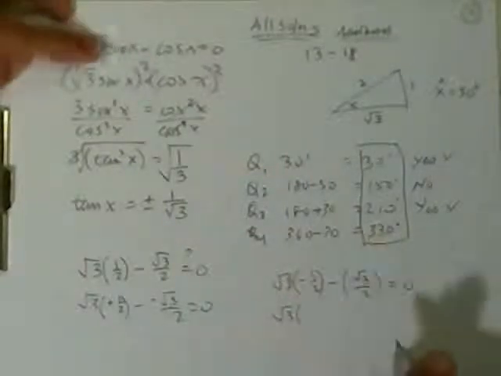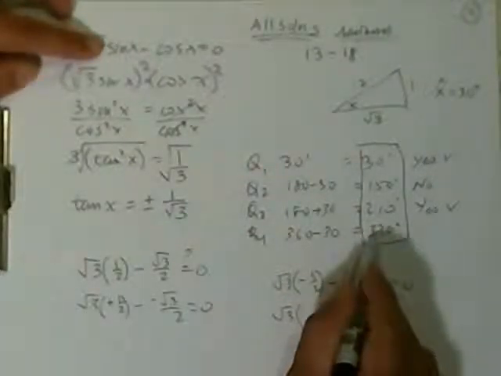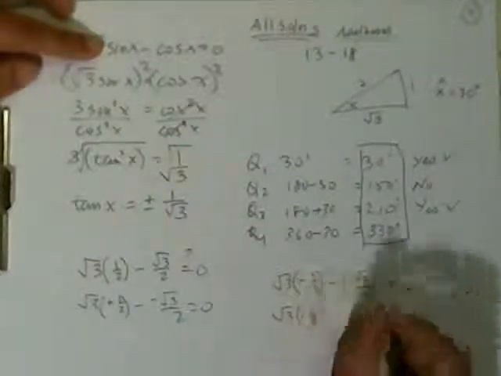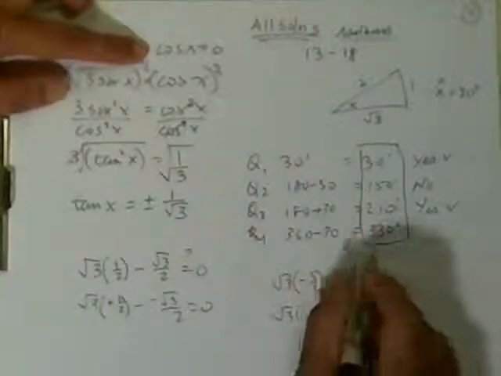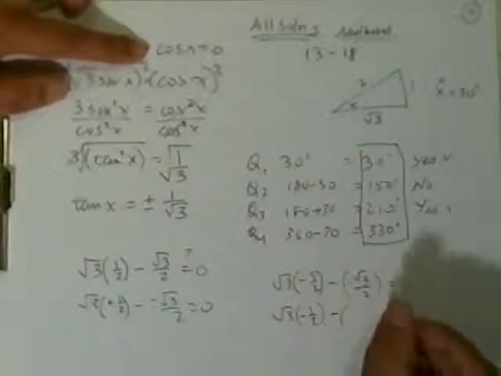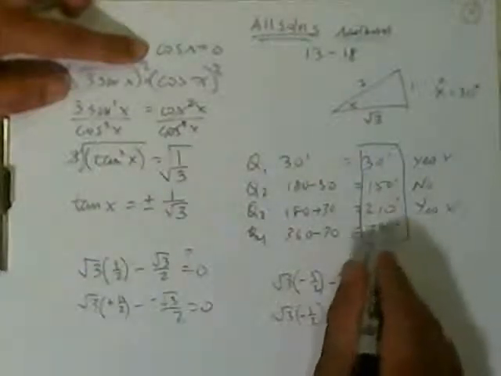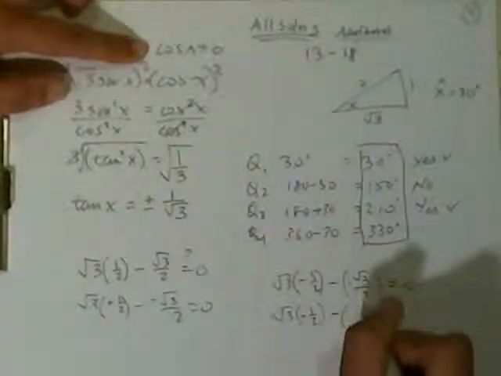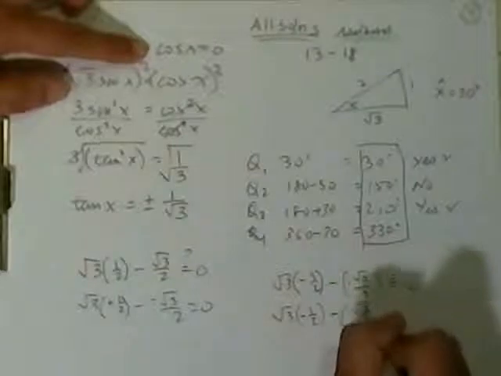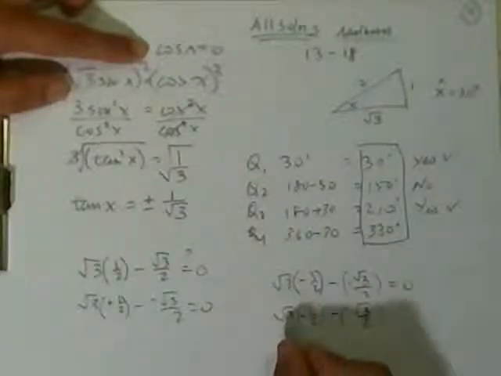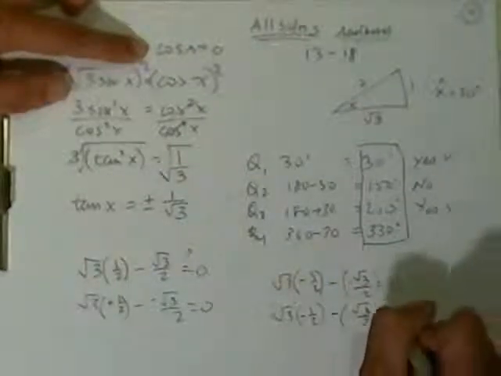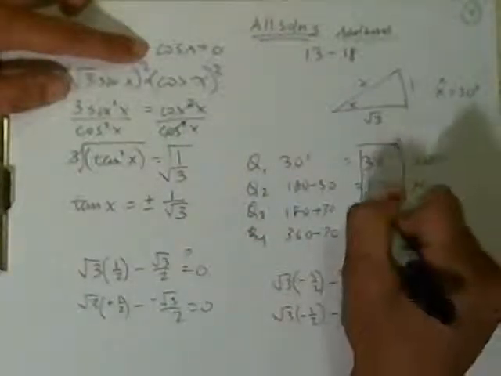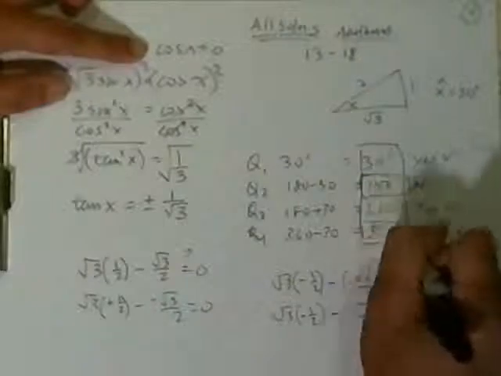And we're going to check the last one. Radical 3 times the sine of 330. Reference equals 30. It's going to be negative 1/2 minus cosine of 330. Cosine is positive in quadrant 4, so cosine of 330 is going to be root 3 over 2. Negative minus something does not equal 0. No. So these are your two final answers.